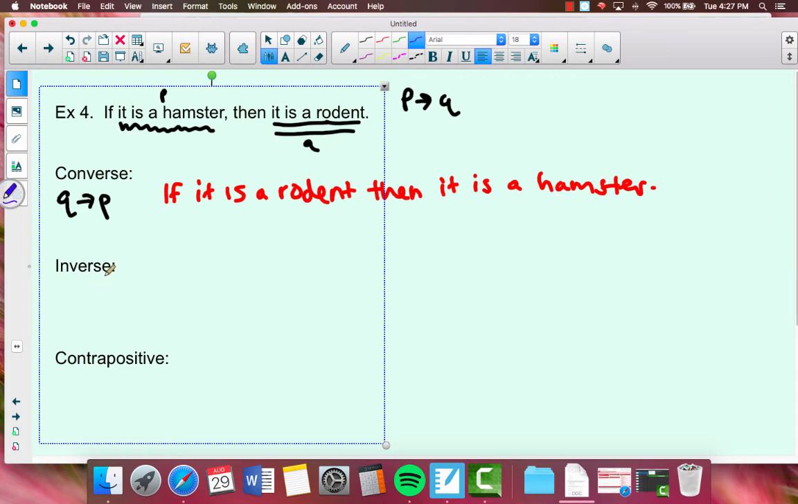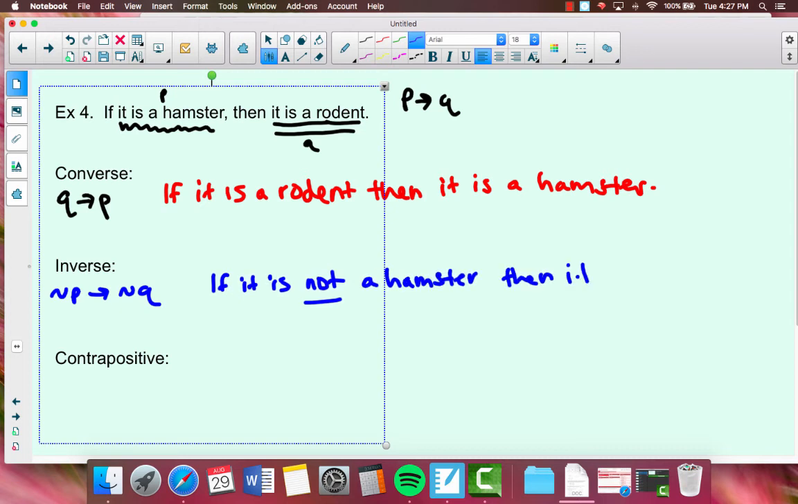The inverse is P in the same order, but we're going to have negation. So not P implies not Q. So I'm not flipping anything, but I'm negating the entire statement. So I'm going to take my original and I would say, if it is not, that's important, a hamster, so there's my negation, then it is not, okay, there's another negation, a rodent. So same order, but negated.